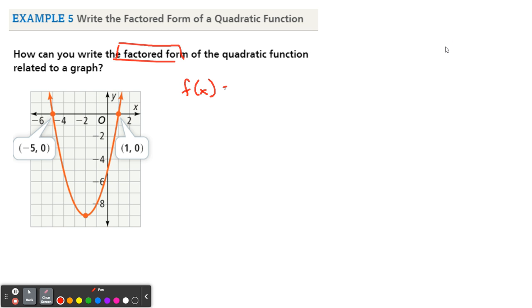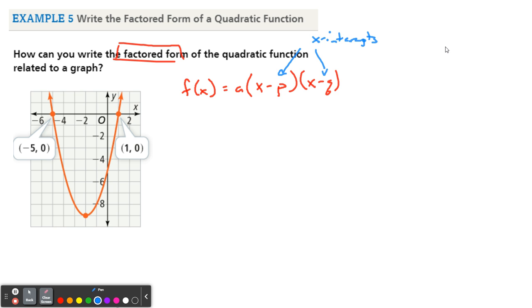f of x equals a, and then it's x minus p times x minus q. Now, the x's may have some coefficients too. It just depends on your p's and q's. But for our purposes, this is what it is, right? Understand that in this problem, your a value is what controls the width and direction. Your p and q are going to be your two factored values, but you're going to get them from the x-intercepts.